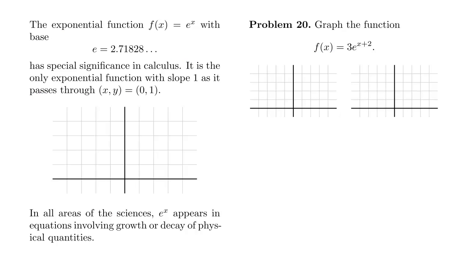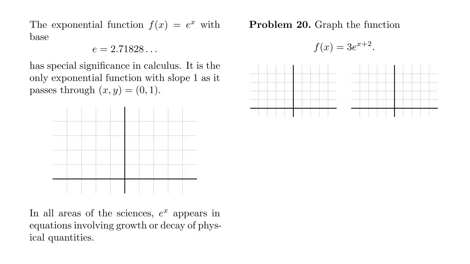Now I'd like to introduce the most important exponential function. It's the exponential function with base e. The number e, which is around 2.7, is a special constant that shows up all over mathematics and the sciences. It appears in equations that involve growth and decay of physical quantities, and is important in everything from finance to biology to physics.